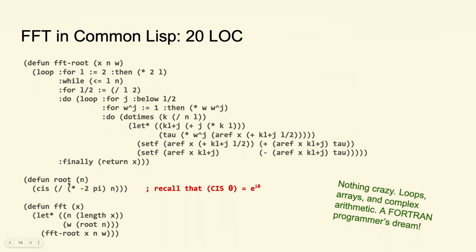There's a little side function here to compute a root of unity using the CIS function, which stands for cosine I sine. That's the same thing as doing e to the I theta. And then the actual FFT driver at the bottom here is take a vector or signal x, calculate its length, get a primitive root, and call the main meat of the FFT function. There's nothing crazy here. This code is written in a way that a Fortran programmer would love. It is just loops in arithmetic, nothing else. No crazy functional programming or anything like that.